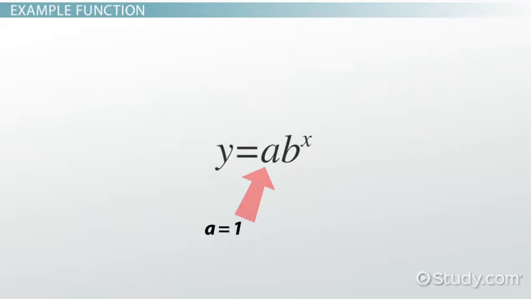1 times any number is that same number, so it looks like the function is just y equals b to the power of x. But don't be confused, a is still there, it's just equal to 1.